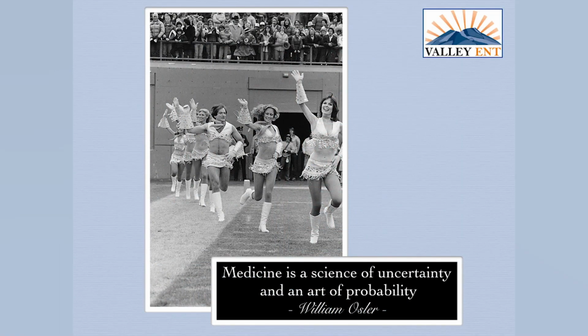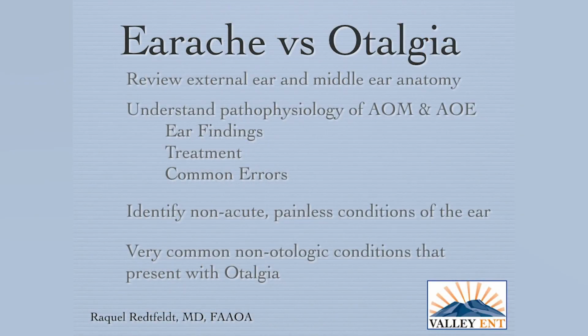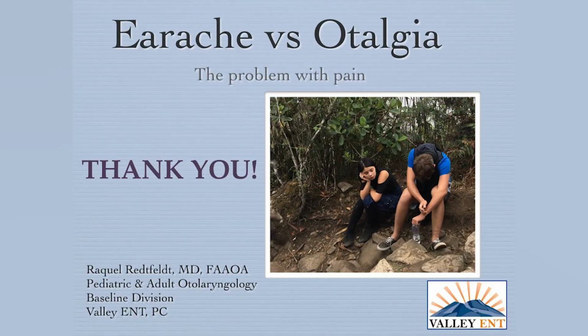So I found this quote, because you have to have a quote. Medicine is the science of uncertainty and the art of probability. If there's millions of people with something, it's more likely that you have an uncommon presentation of something super common than an acute otitis media in an adult. It's just not likely. And so we reviewed the external ear anatomy, the middle ear anatomy. I think we understand AOM and AOE, and some of these findings that are dramatic but not painful. And the last thing is that the very common non-otologic conditions that present with otalgia are just everywhere. And I think that's it. Are there any questions?